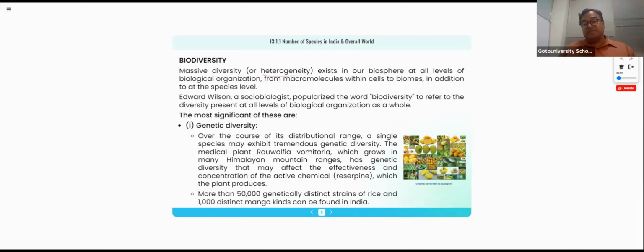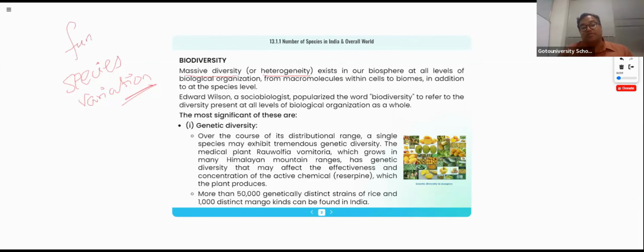Heterogeneity is totally different from heterogeneity. So this heterogeneity or massive diversity is bringing quite a big number of species variation. In the case of massive diversity, we are observing which species is showing this.